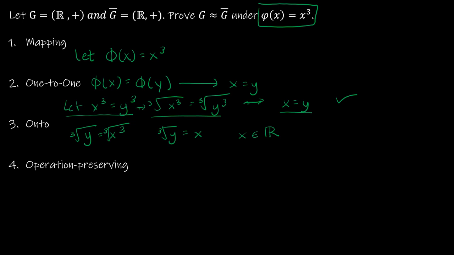Okay, back to onto. We have just decided that x is equal to the cubed root of y. My question is, is x a real number? Well, if I'm taking the cubed root, that takes care of that negative problem, because obviously if I had a negative value and I'm taking the square root, then that result is not going to be a real number, it's going to be an imaginary number. But if I take the cubed root of a real number, positive or negative, I am going to get a real, and so therefore this is onto.